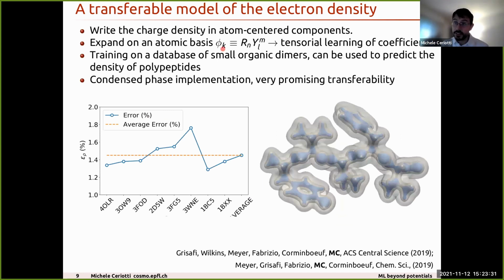You can actually train them on organic dimers and then use them to get a pretty good prediction in something like a polypeptide. And given this additive atom-centered nature, the prediction of the density is entirely linear scaling.